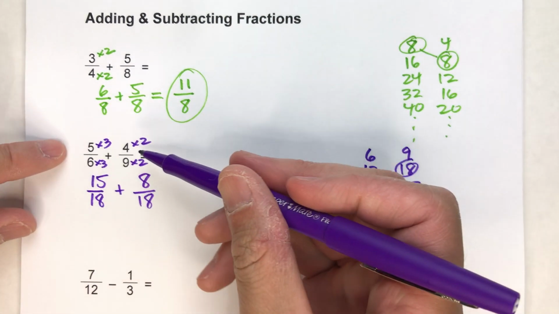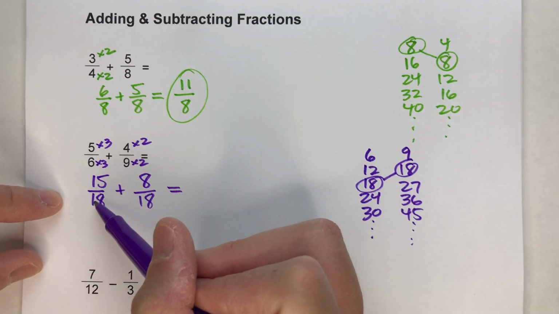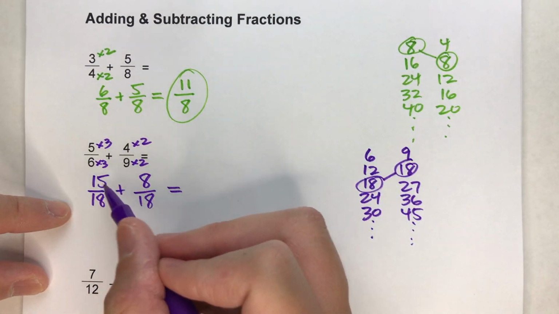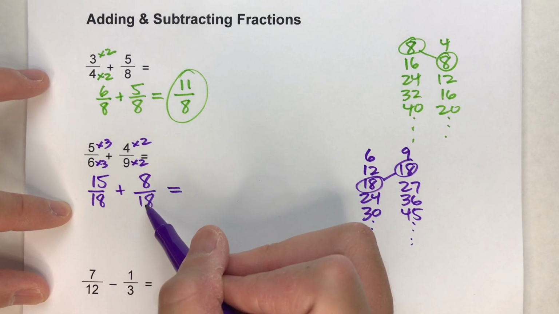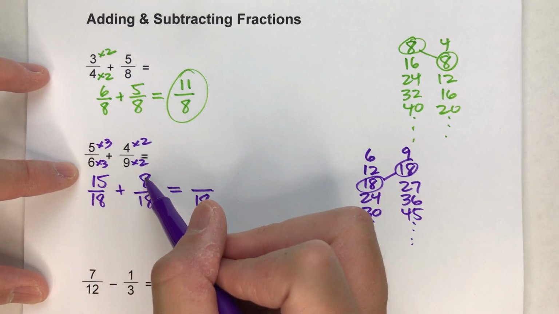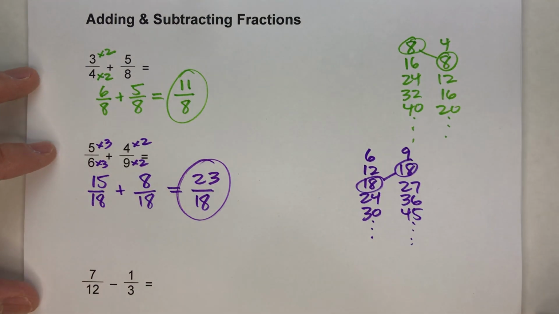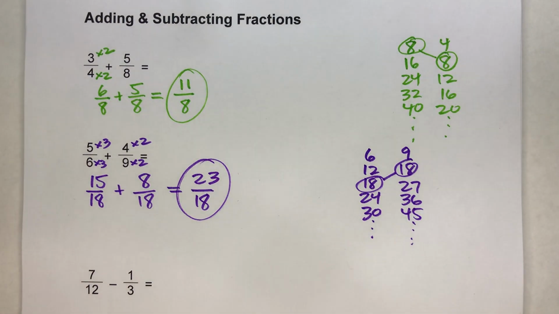All right, so I've just changed this fraction addition problem into a much easier problem, because look, now we've got our common denominator. 15 eighteenths plus 8 eighteenths equals how many eighteenths? 15 plus 8 is 23. So 23 eighteenths is my answer. And notice I can't reduce that.